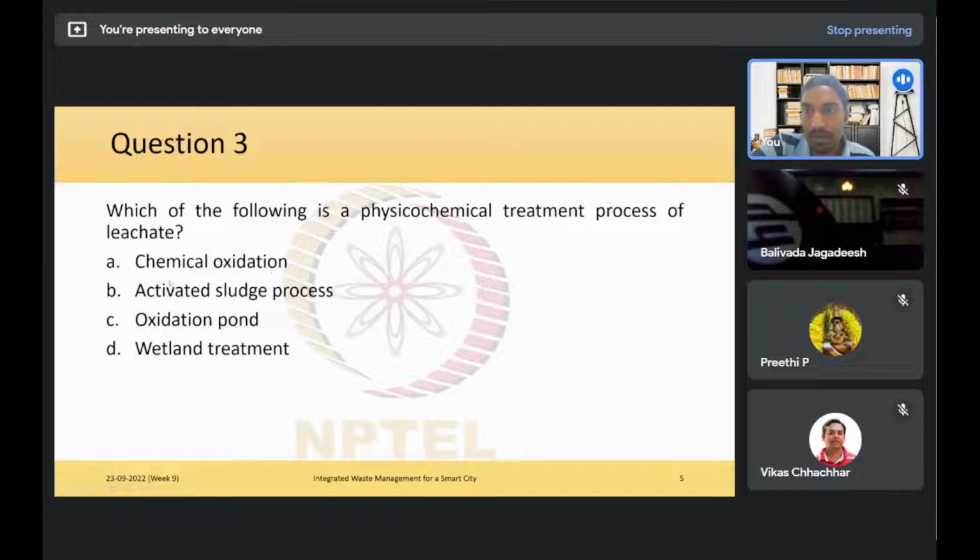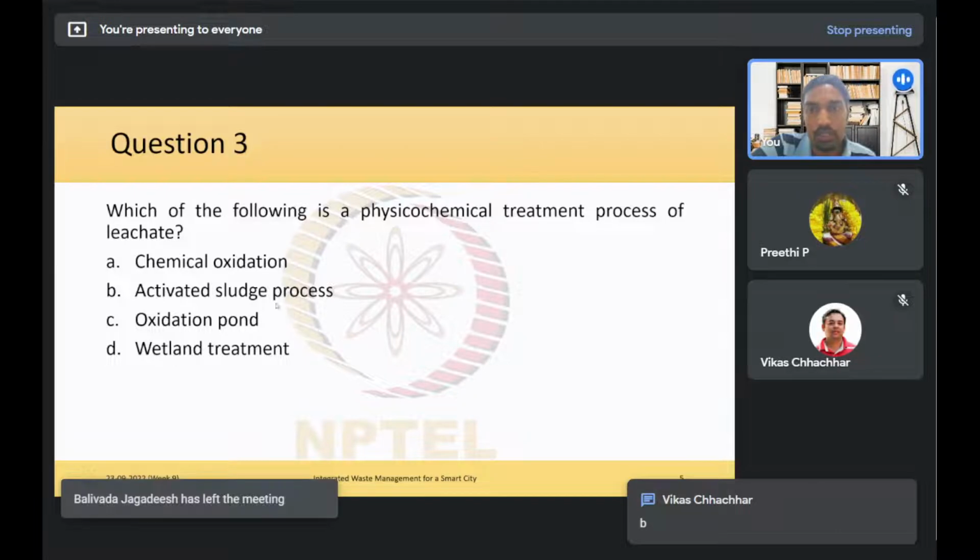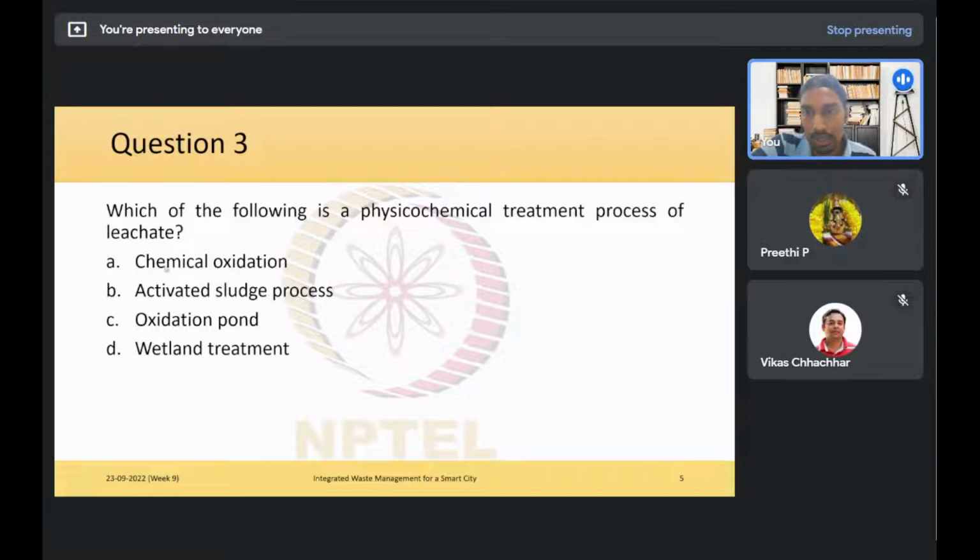So out of these, the activated sludge process, oxidation pond, and wetland treatment involve some biological treatment process, right? So we use microorganisms such as bacteria in all these three processes: activated sludge, oxidation pond, as well as the wetland treatment. Either a microbial activity or, for example, in this wetland treatment, we use some aquatic plants as well, which will help in the destruction of the organic matter, right?